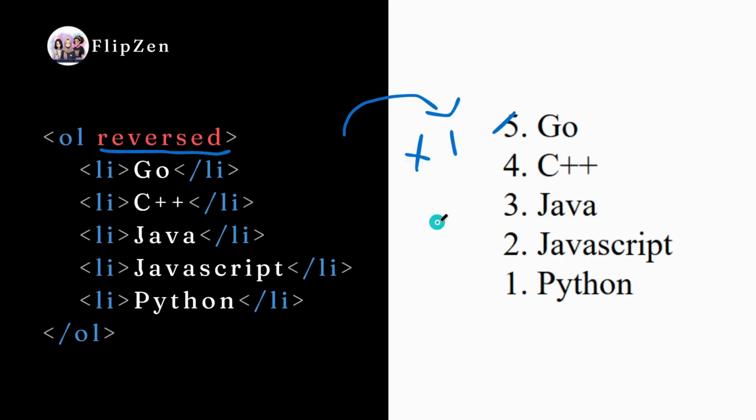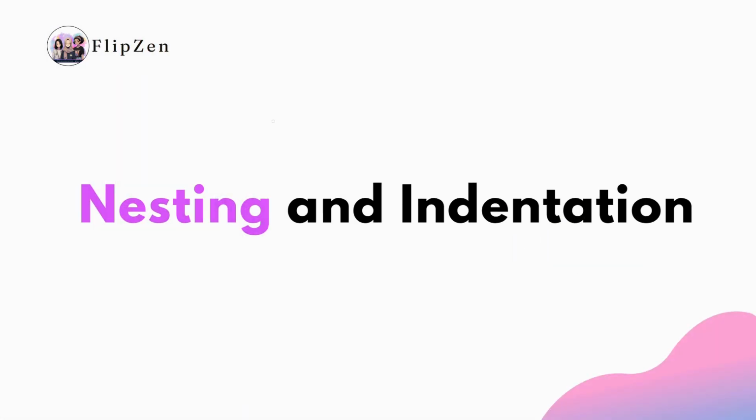When the reversed attribute is added, it reverses the numbering, so the list counts down instead of following the default order. This is useful when displaying rankings, countdowns, or priority-based lists like job search platforms, top companies, or highest paying careers. So whenever you need a countdown format, simply add the reversed attribute in the ordered list tag.